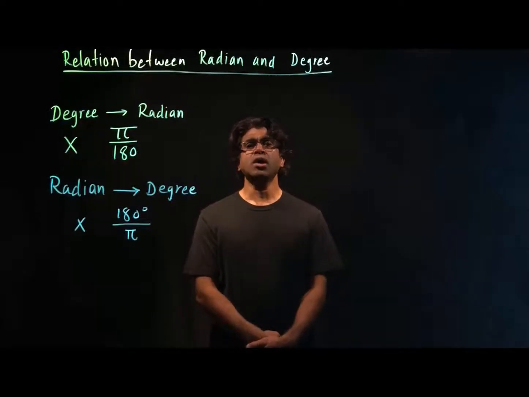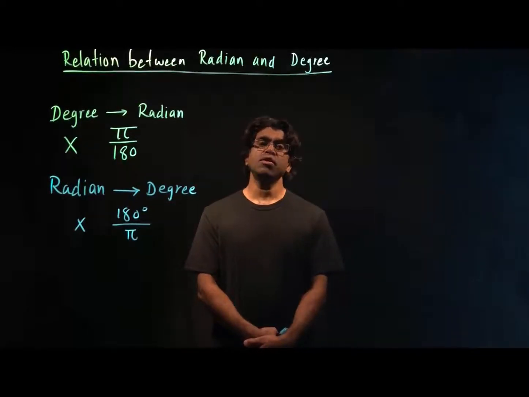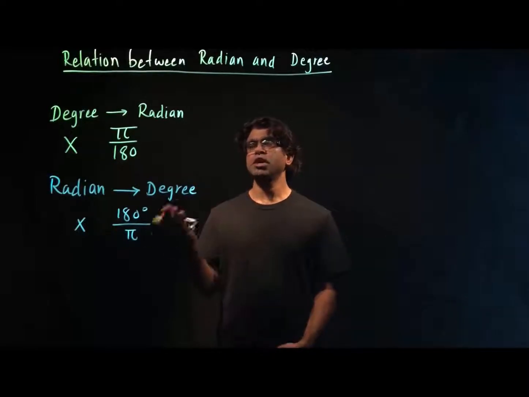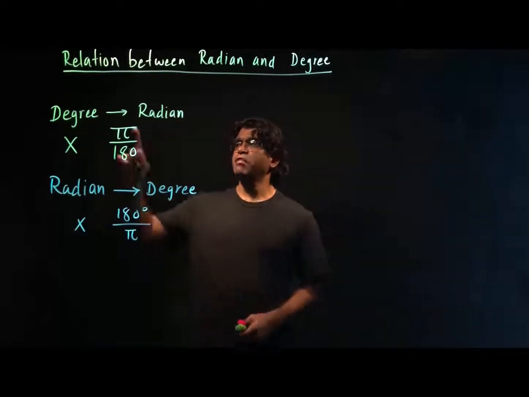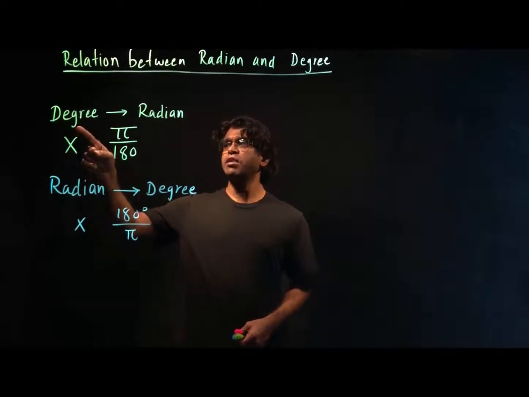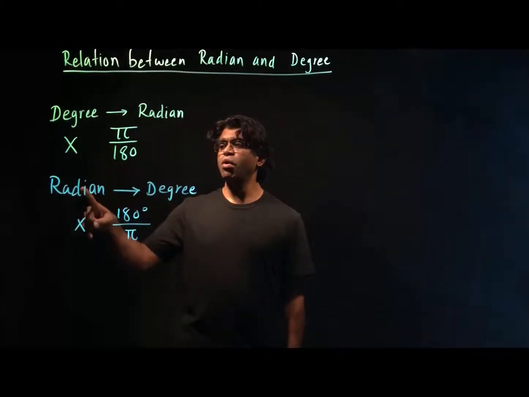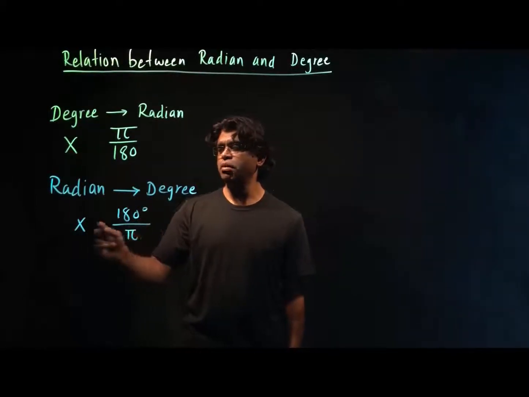We already talked about the relation between radian and degree. So in this video, we are going to do some practice questions on how to convert from degree to radian and from radian to degree. If you remember, if I want to convert any angle from degree to radian, I multiply by pi over 180. But if I want to convert any angle from radian to degree, I multiply by 180 degrees over pi.